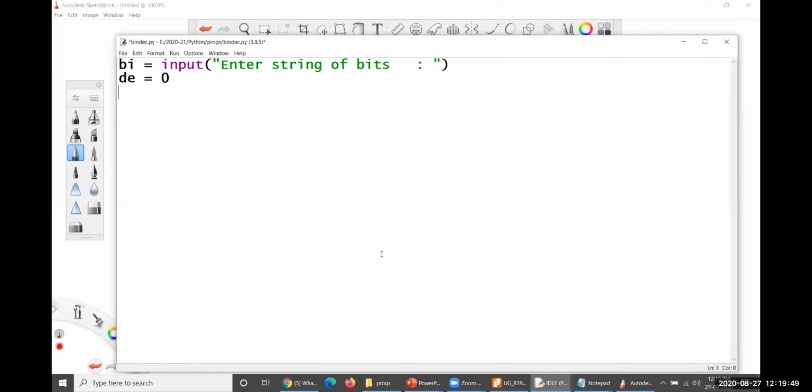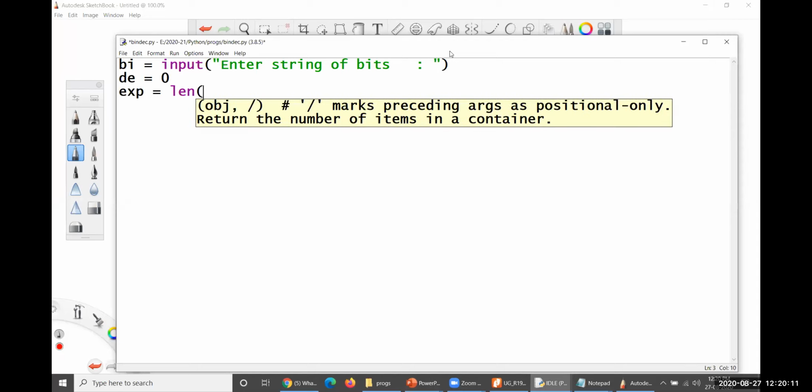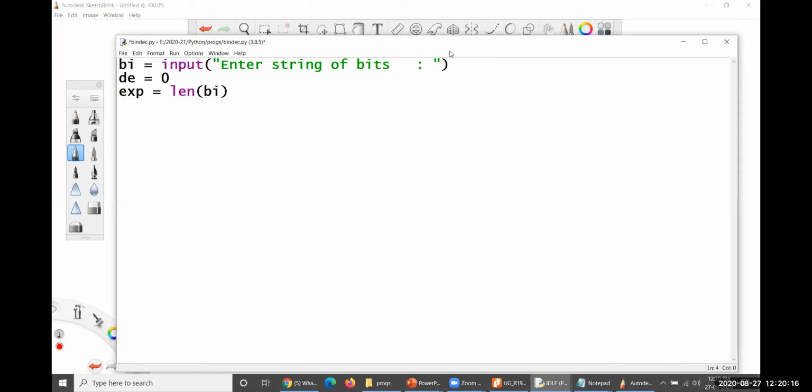Then, what exactly you are trying to perform here is you need to identify the length of that particular number of bits. Let me consider an exponent. The exponent value will be equal to the length of the binary number you have taken, and that length will be taken into consideration. Since the exponent always starts from 0 for the last bit, we make it minus 1.